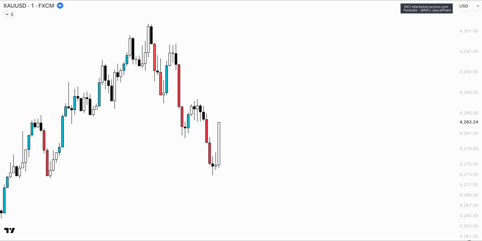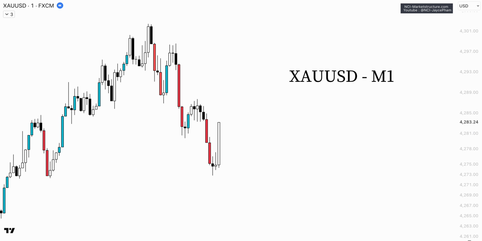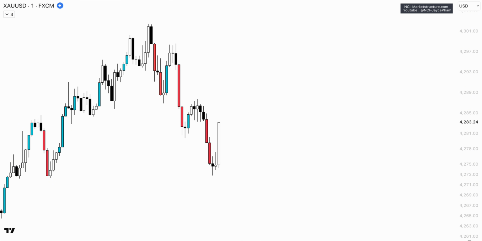Alright, to make things easier to understand, let's look at some real-world examples. This is gold on the M1 time frame. Once again, I advise beginners not to trade on time frames lower than M15. Although the underlying mechanics are the same across all time frames, events unfold very rapidly on lower ones, making it easy to commit a series of mistakes that can lead to blowing your account.